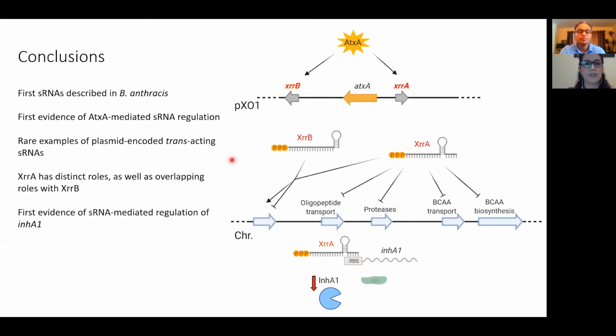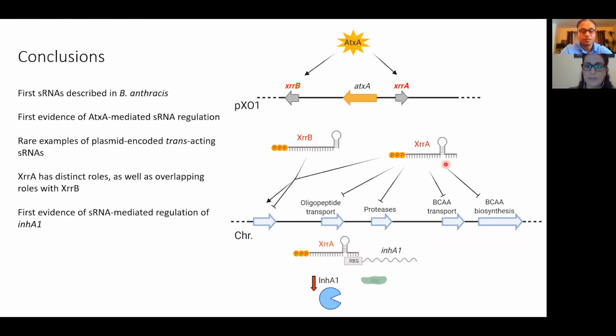And so in conclusion, today, I've told you about SIR-A and SIR-B, which are the first sRNAs to be described in Bacillus anthracis. I've told you that these sRNAs are under the control of AtxA, which is a master virulence regulator of Bacillus anthracis. These are encoded on a plasmid and appear to regulate many transcripts that are encoded on the chromosome of Bacillus anthracis.